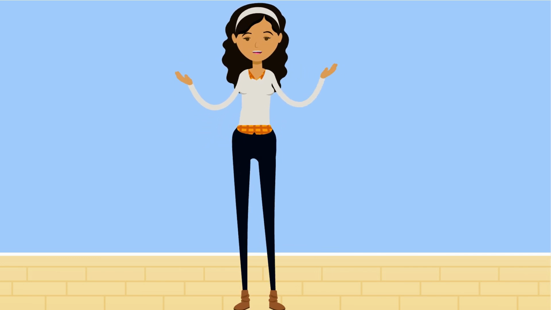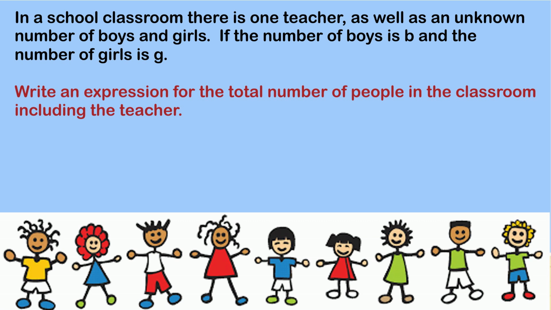Let's finish off with a worded problem. In a school classroom, there is one teacher, as well as an unknown number of boys and girls. If the number of boys is b and the number of girls is g, write an expression for the total number of people in the classroom, including the teacher. We've learned that in algebra, we use pronumerals for the unknown values. So we know that in total, we have one teacher, an unknown number of boys, we refer to them by b, an unknown number of girls, we call them g.